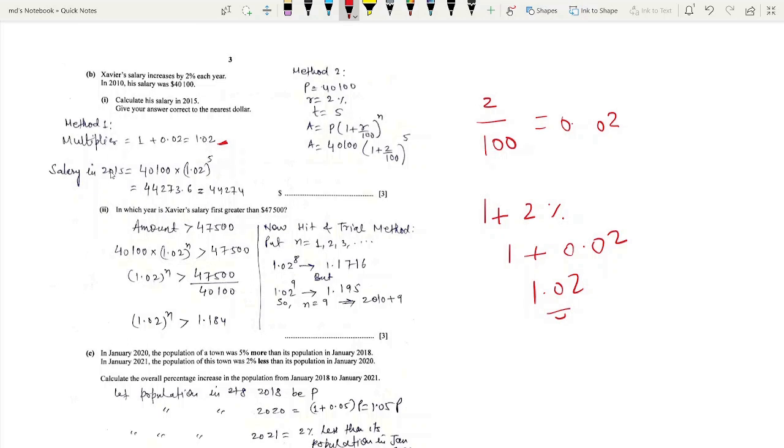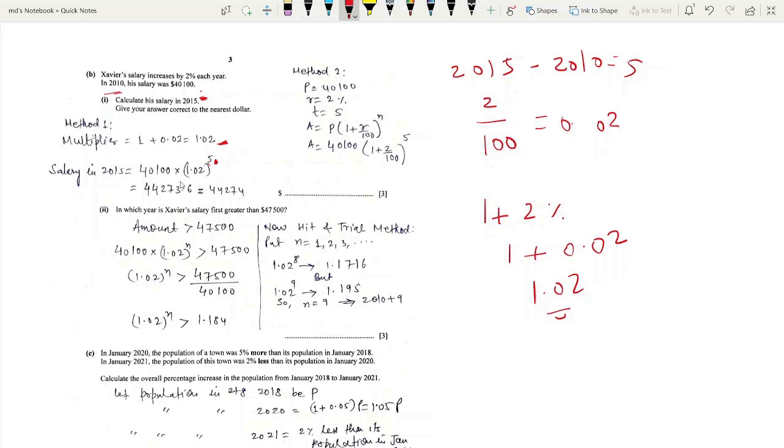Multiplier we got. Now salary in 2015, that will be the original value, which is 40,100, you can check here, times the multiplier, which is 1.02 to the power of n. N means the number of years or gap we have to fill. We have to write that. So this is 2015 and this is 2010, right? So what is the number of years? That is 5. You can find 2015 minus 2010, which is 5.